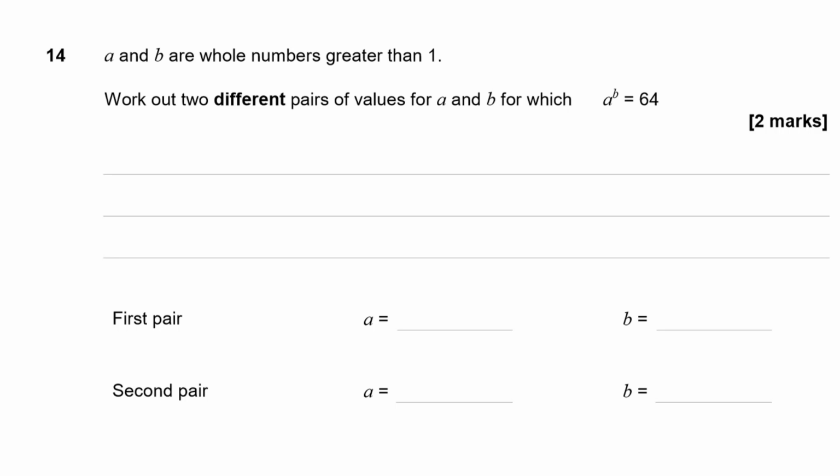Well, I know that 64 is 8 squared, so I could have a is equal to 8 and b is equal to 2, and then I'd have 8 to the power of 2 is equal to 64. And I also know that 64 is 4 cubed. So my second pair could be, if I take 4 and I cube it, I'm going to also get 64. Okay, done.